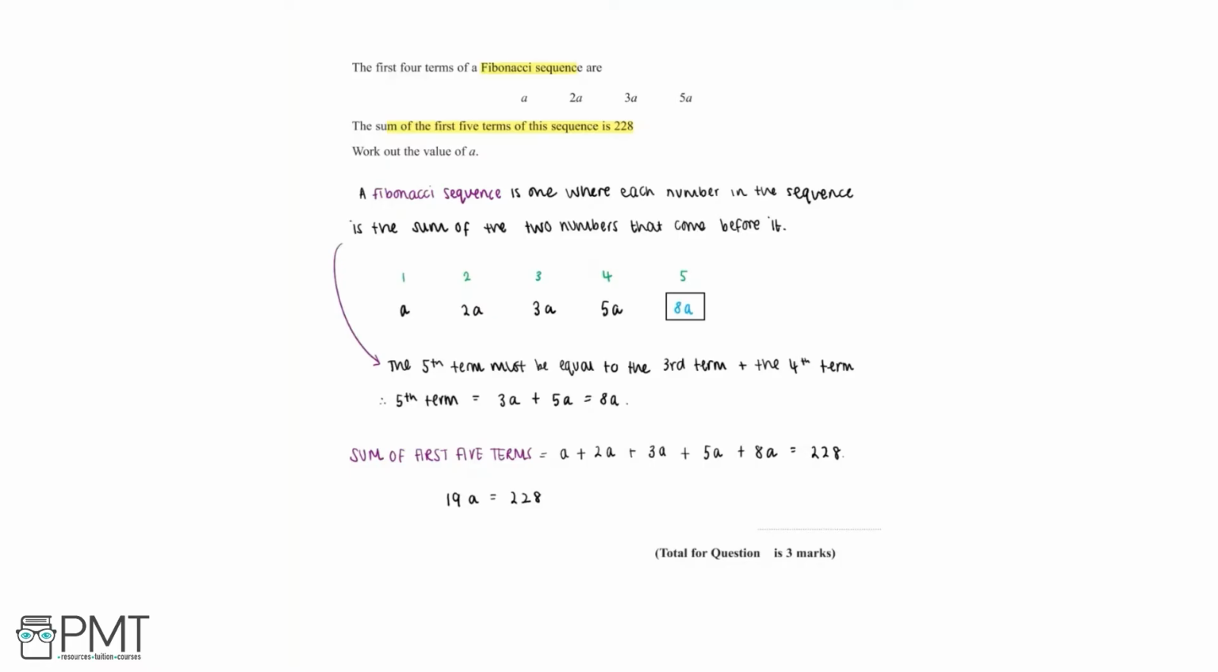To find the value of a, we can divide both sides by 19. 19a divided by 19 is equal to a, and 228 divided by 19 is equal to 12. And so we've found that the value of a is equal to 12.